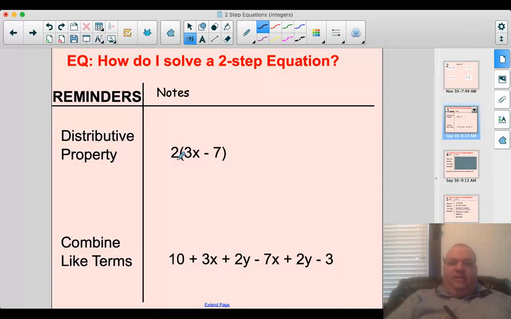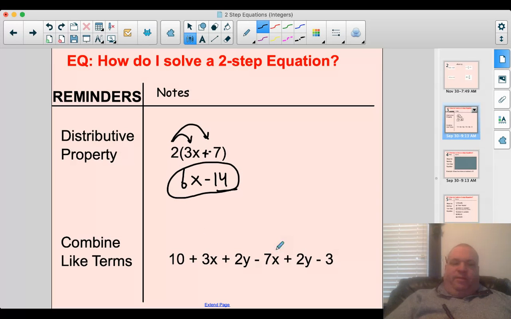So in this case, if I have parentheses and something being multiplied, I can get rid of these parentheses by multiplying. Remember, I'm going to think of this minus as plus -7. And then I would just distribute the 2 to each part inside the parentheses. So 2 times 3x is 6x. 2 times -7 is -14. So I'm going to put -14.